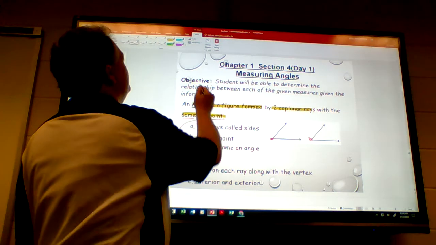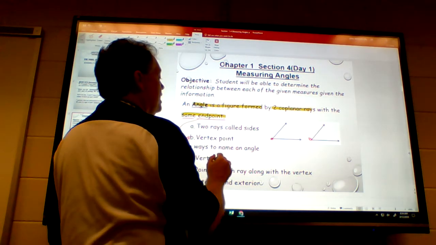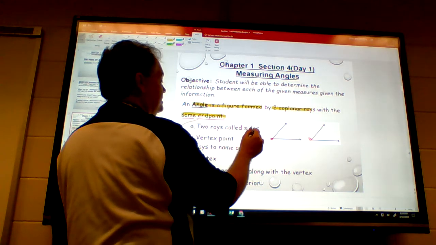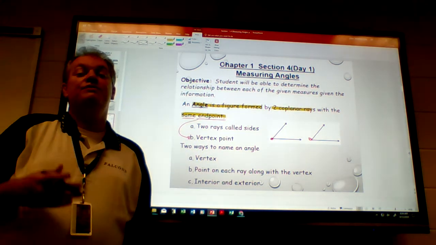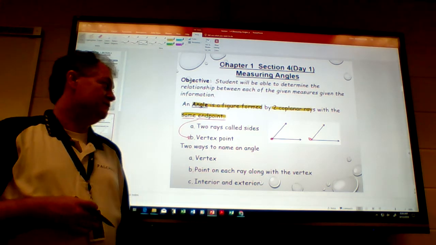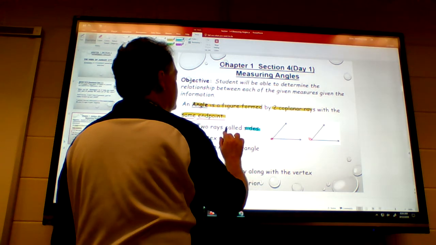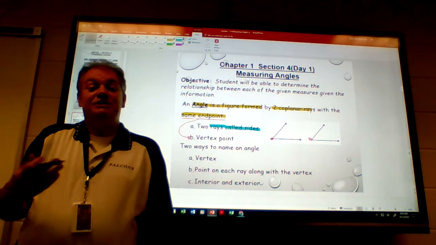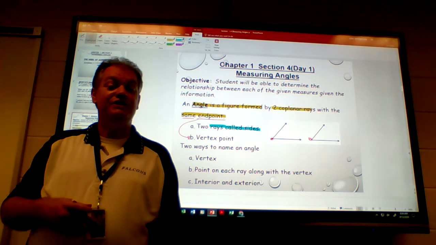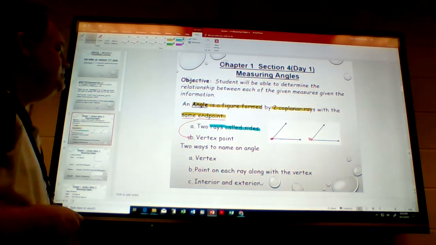And just so you know also, the two sides of the angle are called sides. They're the rays that form the angle, but they're called sides. I'm going to highlight that in blue. I like the color blue, not just because it's school colors, but I just like the color blue. Not that you really need to know that, but I'm going to tell you anyway. So there you go.